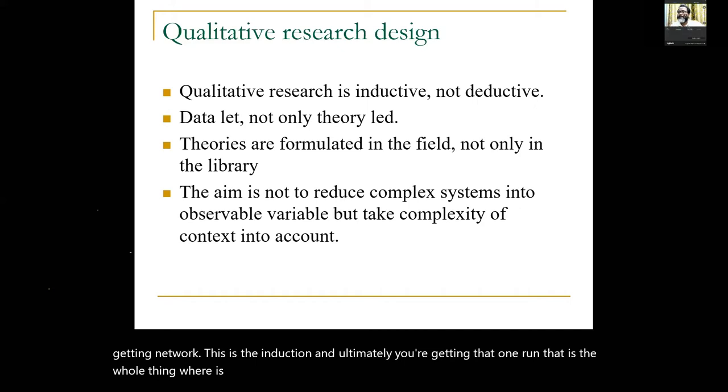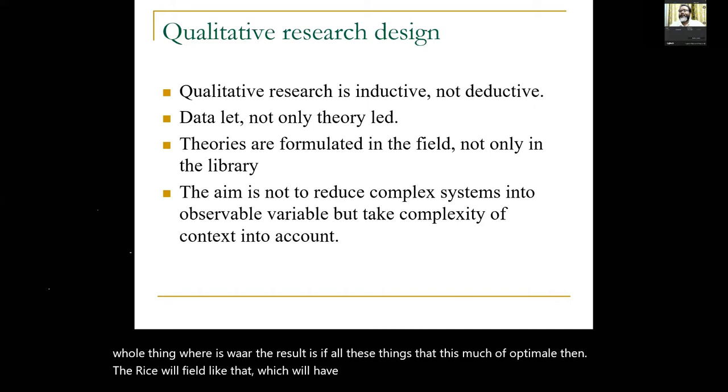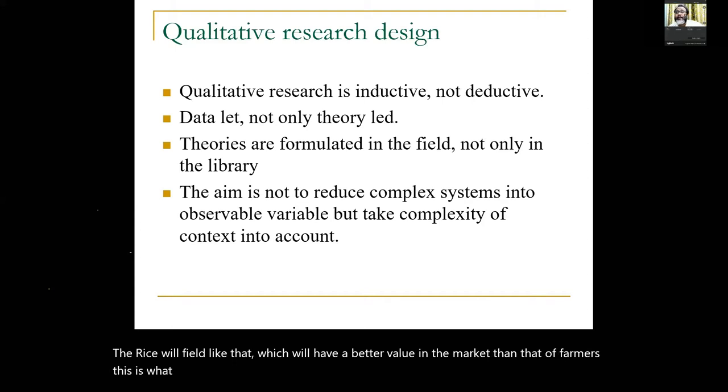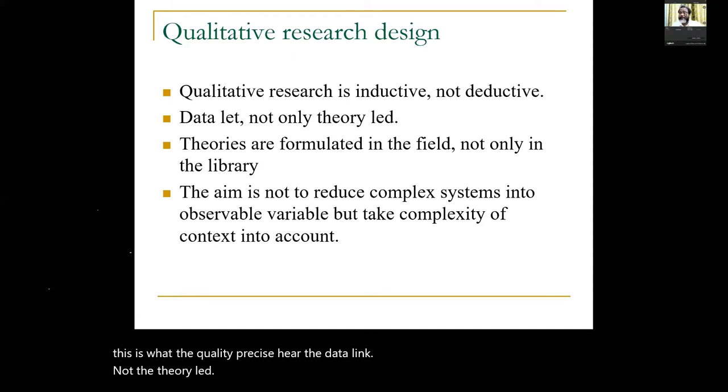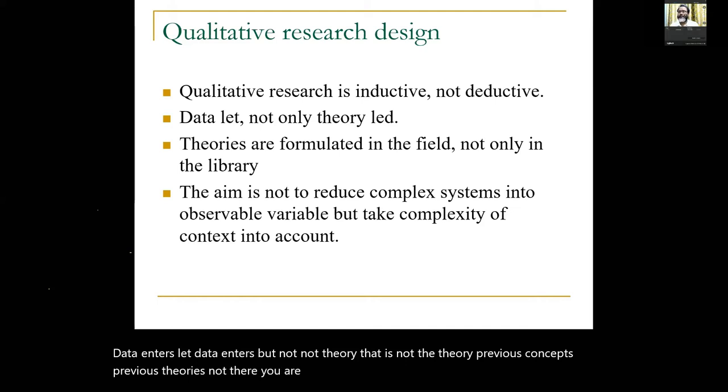If all these things are optimal, then the rice will yield like that, which will have a better value in the market than others. This is what quality represents. Here, the data leads, not the theory. Data enters, but no theory. Previous concepts, previous theory is not there. You are trying to induct data one after another, and you are bridging the tie, making a tie.